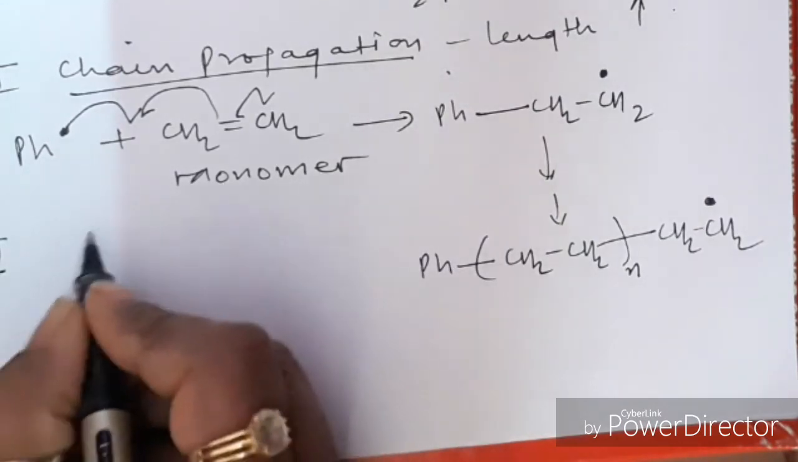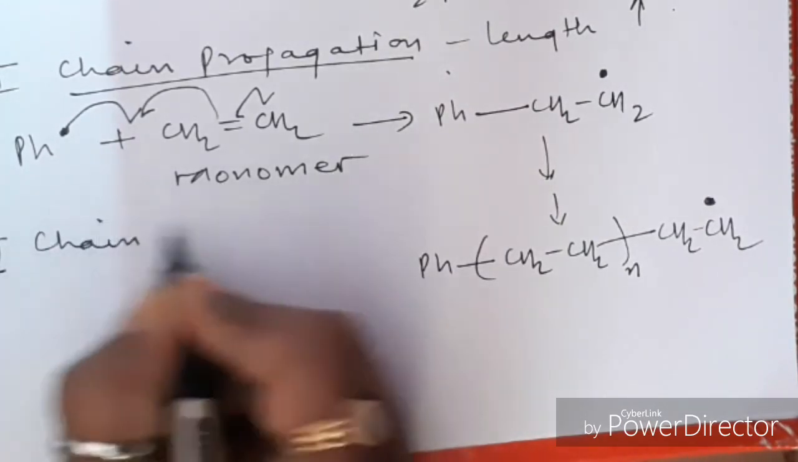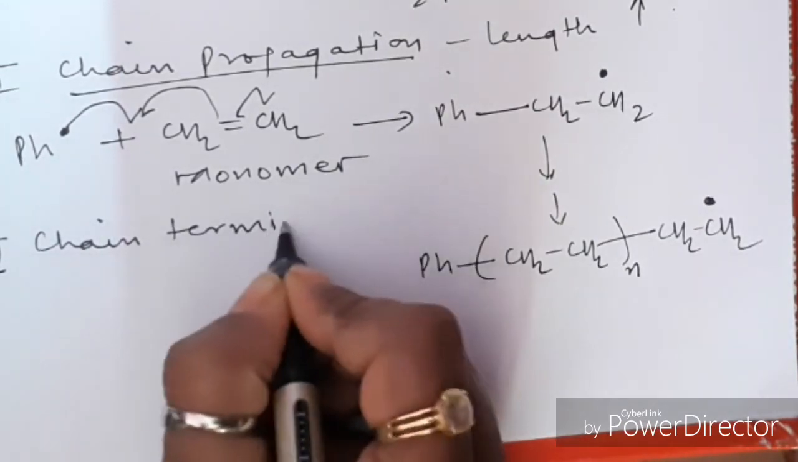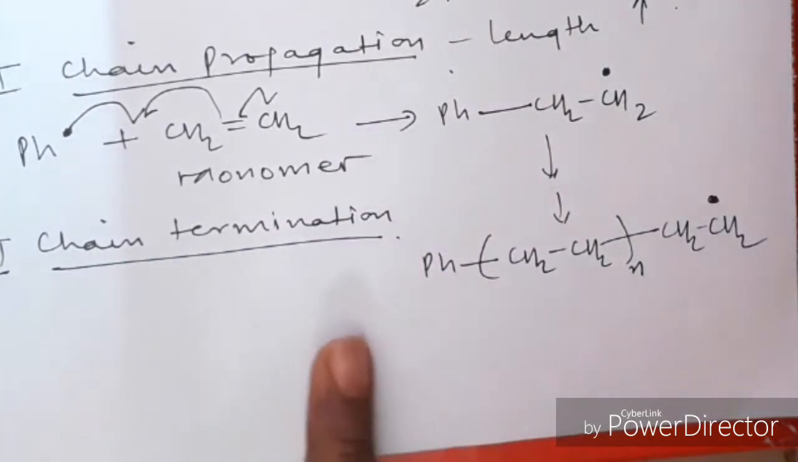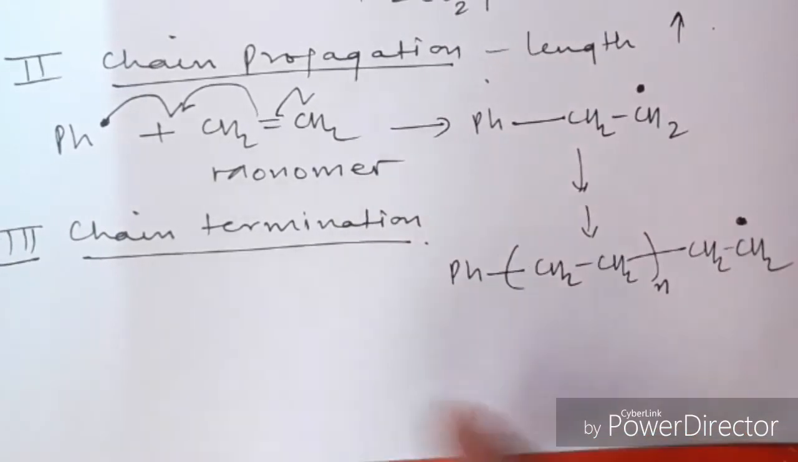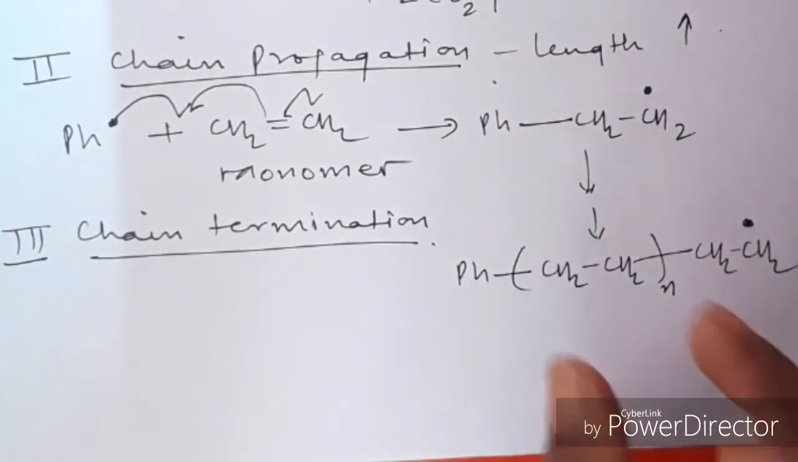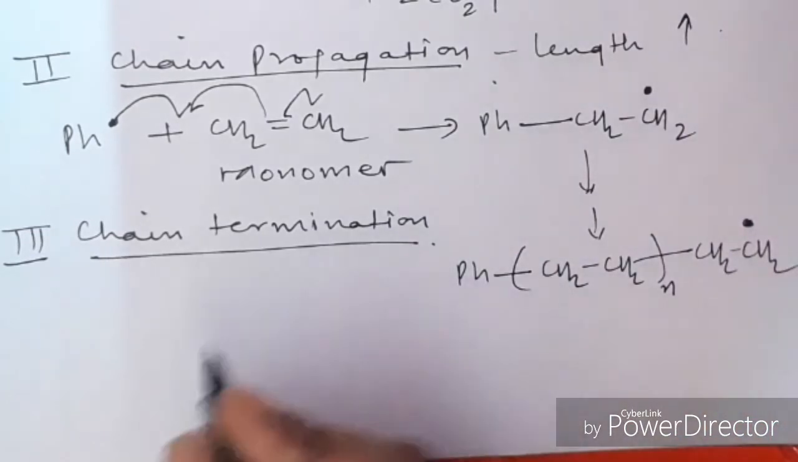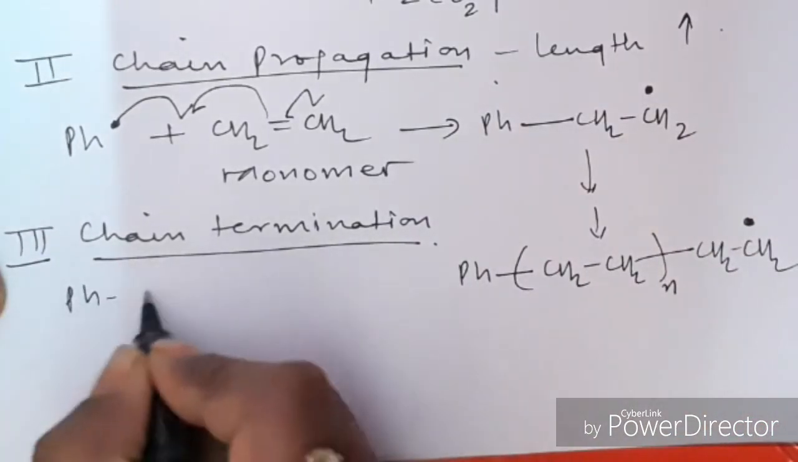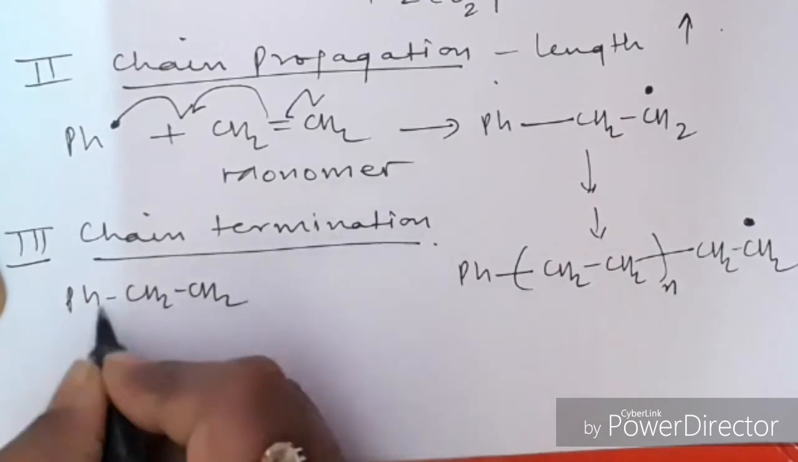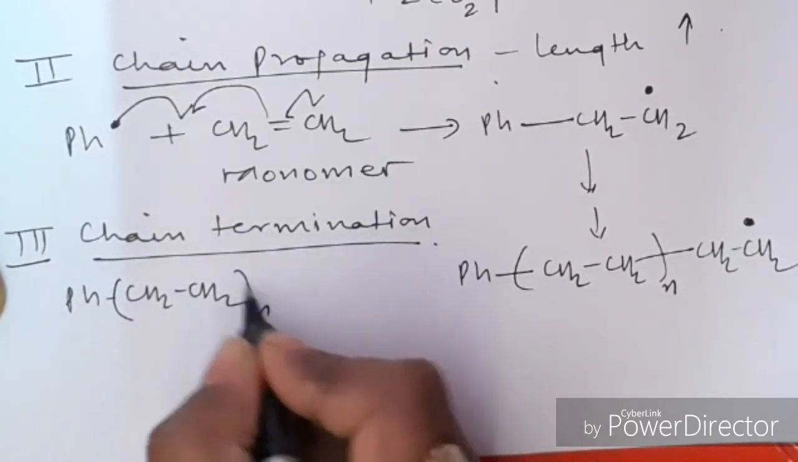The last step is going to be a chain termination. So in chain termination, you're finally going to stop the growth of the chain when two such radicals combine together and they form a big molecule that's called polythene. So what we are going to do now is write the same structure once again, two times.